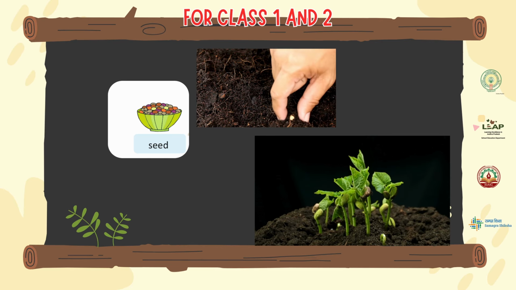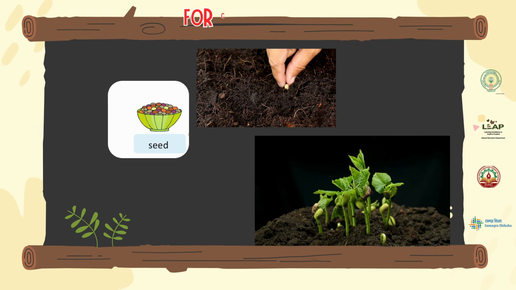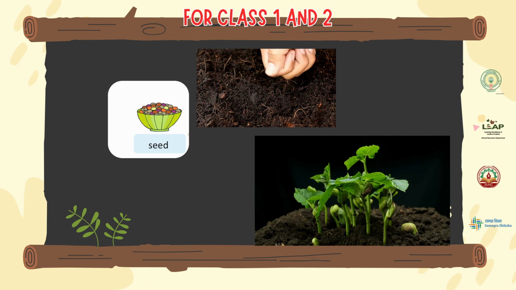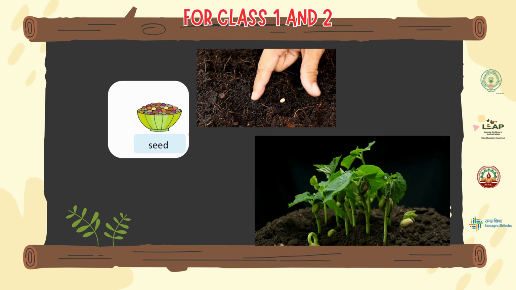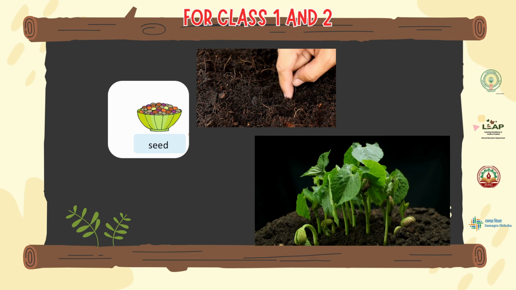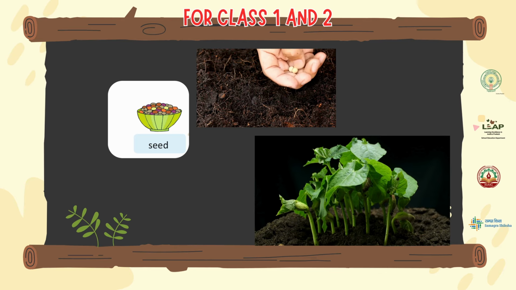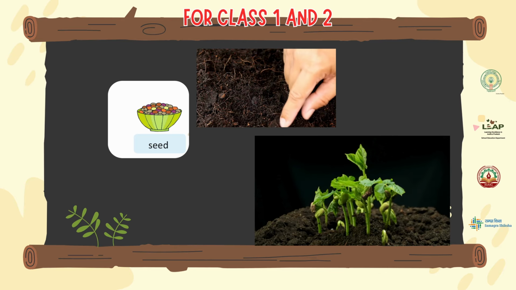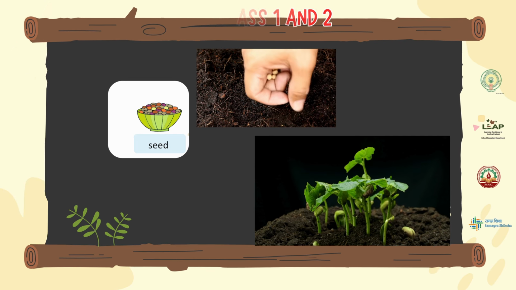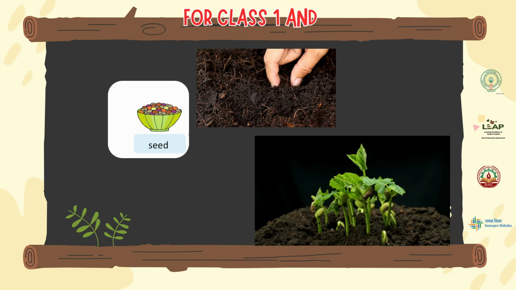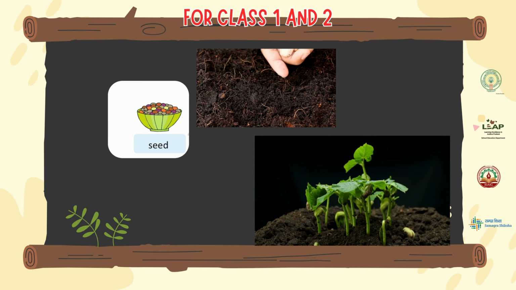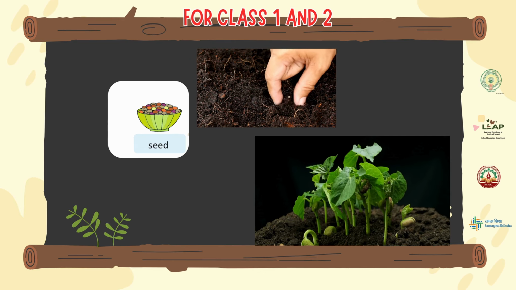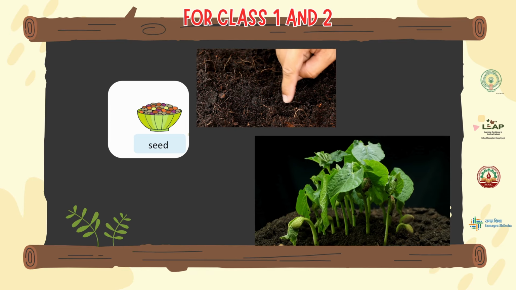Now, a seed is a small part of a plant that can grow into a new plant. It's like a baby plant sleeping inside a tiny shell. Do you know why we use seeds to grow plants? Because every seed has a baby plant inside it. Just like you grow from a baby into a child, a seed grows into a plant and then into a big tree. Now, let's all say it together with the actions.